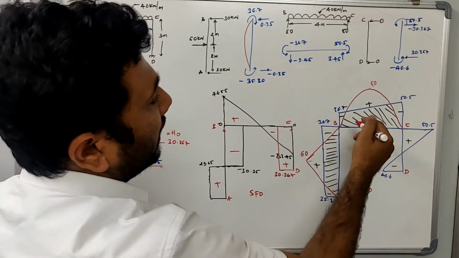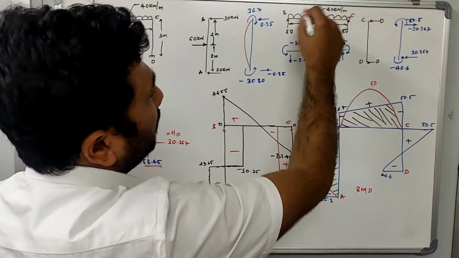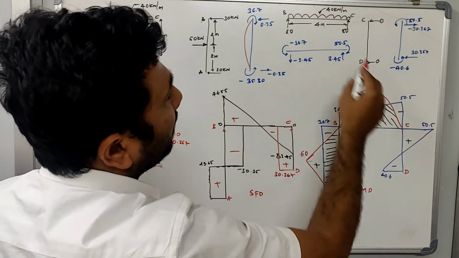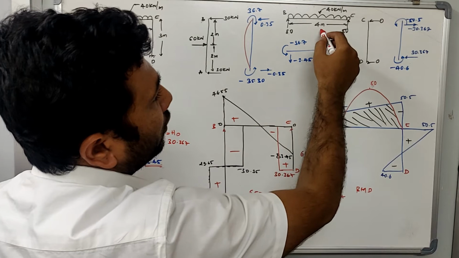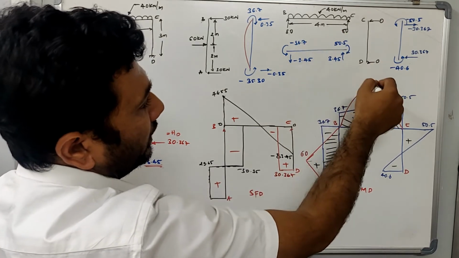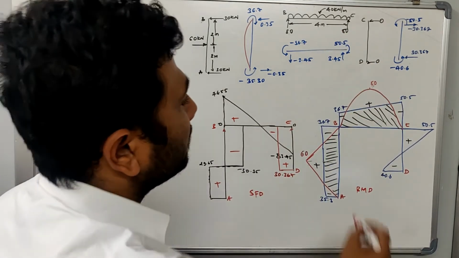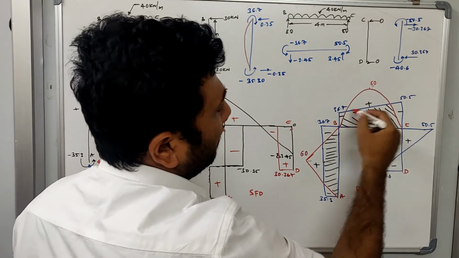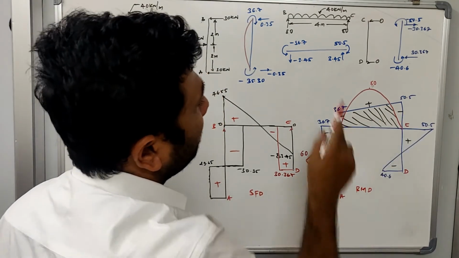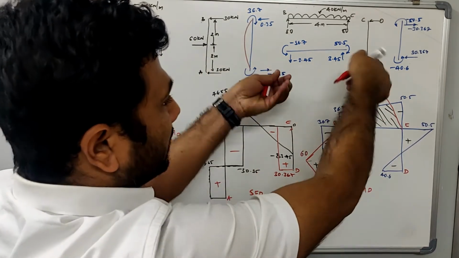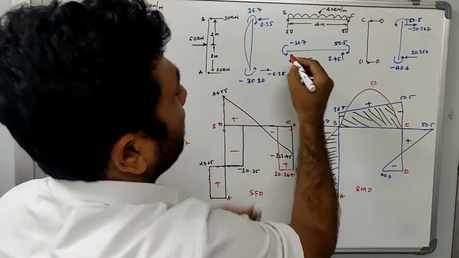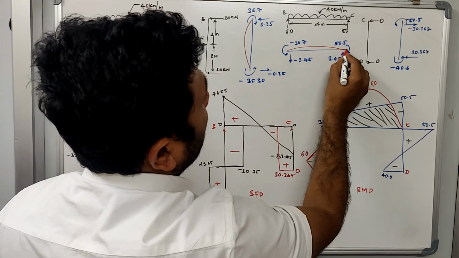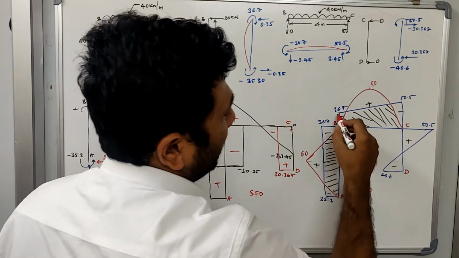Now similarly we can go for member BC. As you know, it is a UDL, so it will be a parabolic curve. The maximum ordinate of the parabolic curve will be 40 into 4 square divided by 8, which is equal to 80. Again, this is the trapezoidal bending moment diagram that is coming from the end moments. The end moments are applied like this, so because of that it will bend like this and create hogging. So again this is hogging.